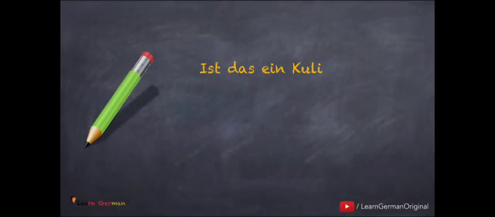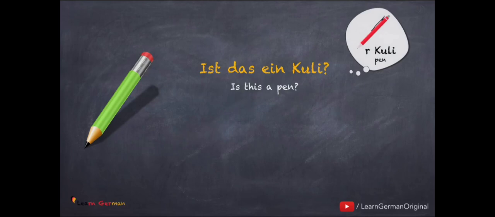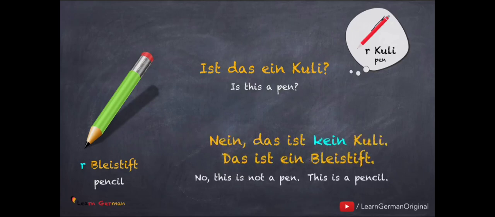How do we generally make a sentence negative? Let's see the first example. Ist das ein Kuli? Nein, das ist kein Kuli. Das ist ein Bleistift. In this sentence, the word kein has been used to make the sentence negative.